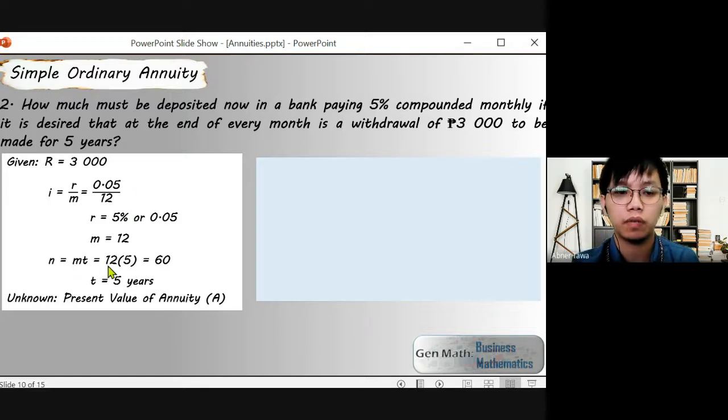And of course, we have here the value of n, the length of time, or the term of annuity pala, that is 5 years, times 12. So the value of n will be 60. When it's an annuity, we call the T the length, or term of annuity, instead of length of time. And according to the problem, the unknown is the value of A.